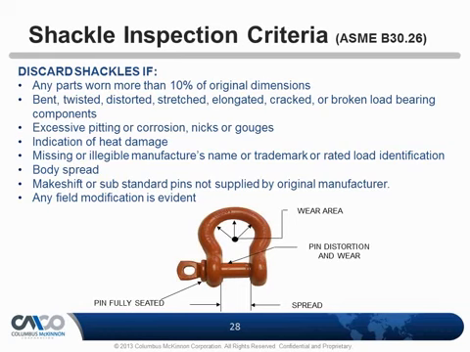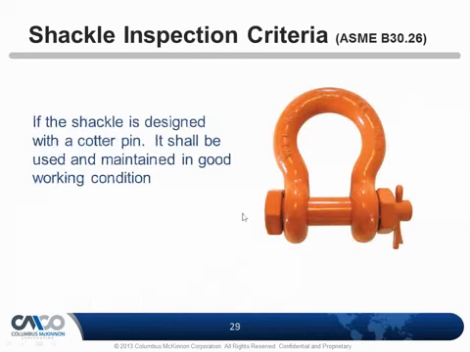Look for body spread. You'll know that, especially in a screw pin, because it'll be very tough to thread in. So the bolt, nut, and cotter may not line up. Probably will be tough to get the pin out. Look for makeshift pins. Now that you all know what the pins look like, you can look for substandard pins. And then also any field modifications, any type of welding, or someone did something they weren't supposed to do to the shackle that causes you concern, take it out of service.